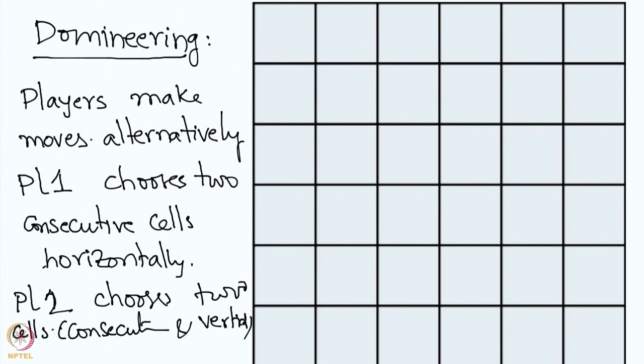So in a sense, player 1 is going to choose 2 cells like this, and player 2 will choose something like this. Now when they do like this, they alternately start choosing, and whoever makes their last move is going to be the winner. So let us say already player 1 has chosen this and player 2 has chosen this. Now let us say player 1 has chosen this, 2 consecutive cells. Then let us assume player 2 now has chosen this.